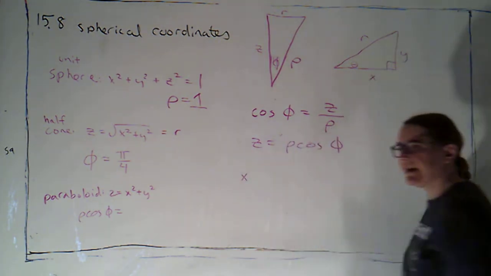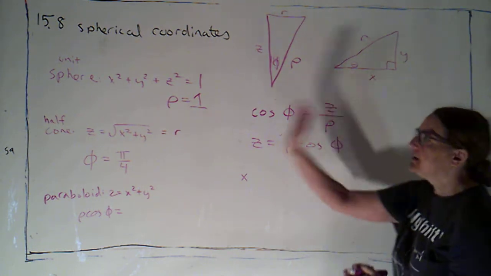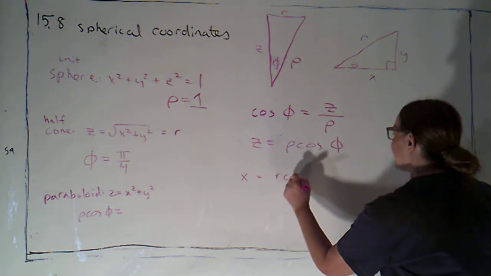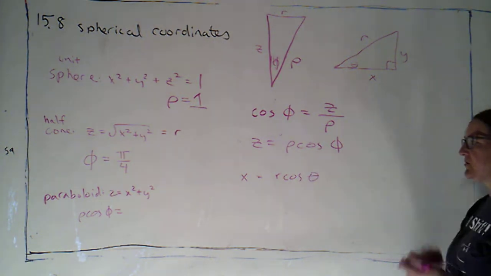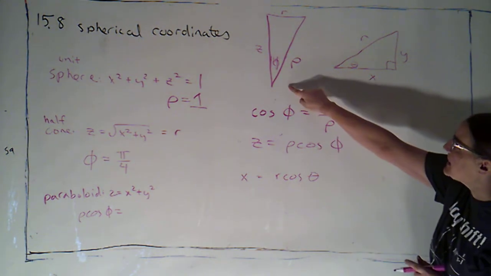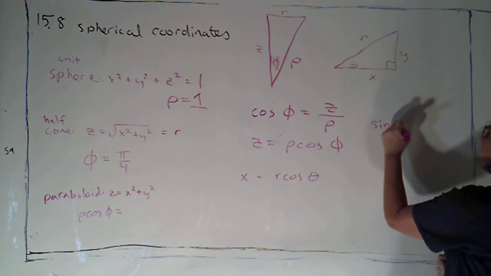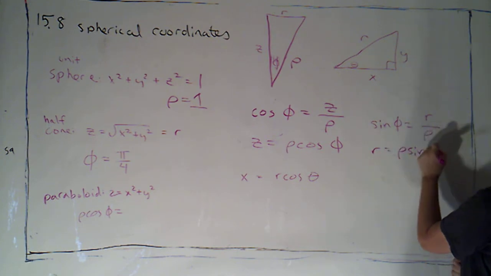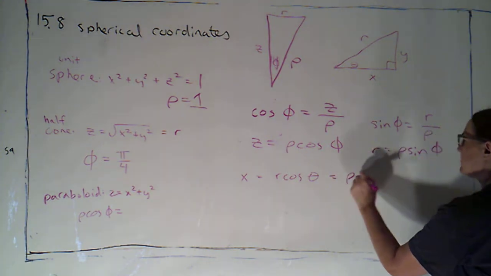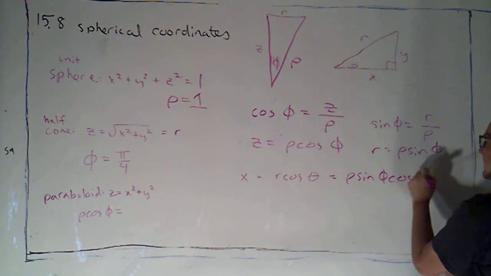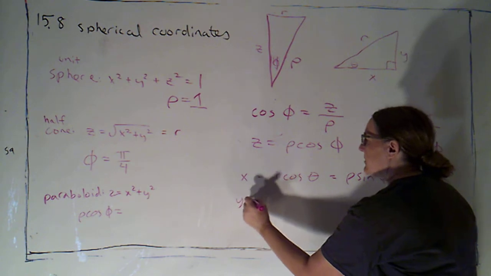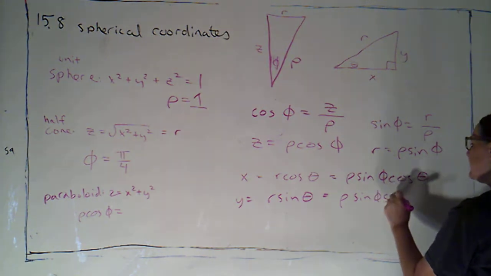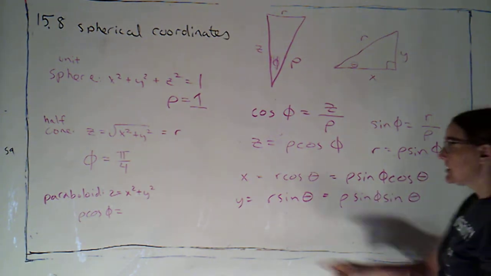Now with x and y, I don't go straight from rectangular to spherical until I've accidentally memorized the result. I take a detour. I say x is r cosine theta going into cylindrical coordinates. And then I use the fact from here, we can say that sine of phi was equal to r over rho. So r is just rho sine phi. So x is rho sine phi cosine theta. And then by a similar argument, y is r sine theta. So that becomes rho sine phi sine theta. So I can plug that in.